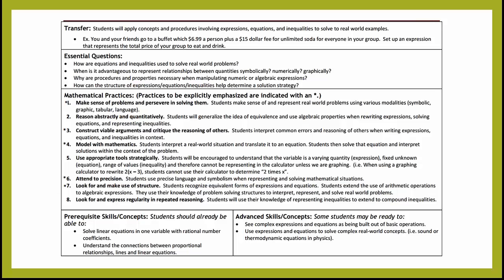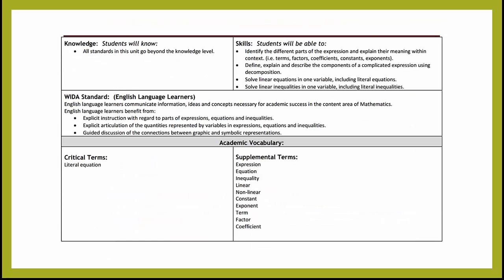Prerequisite skills and advanced skills are listed for teachers to think about pre-assessing prior knowledge and to consider enrichment activities as well. Statements of what students will know and be able to do are provided. It's a good idea to copy these lists for your students at the beginning of the unit. Then they can refer to this list throughout the unit to make sure they're on track, or use it at the end of the unit to make sure they're prepared for the summative assessment.